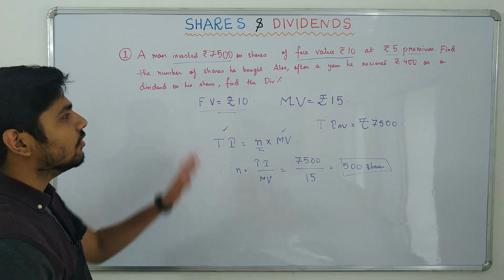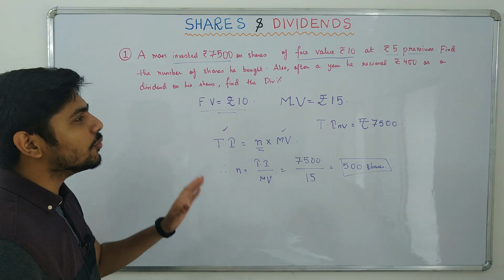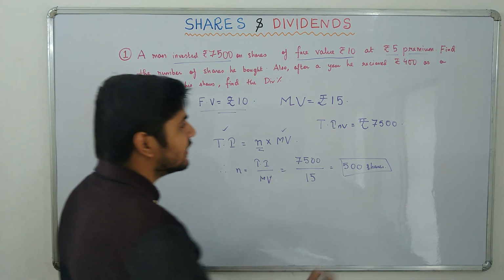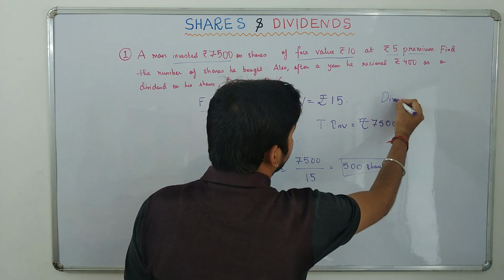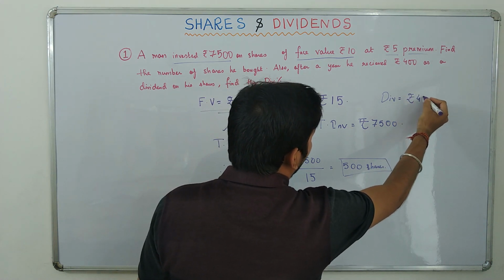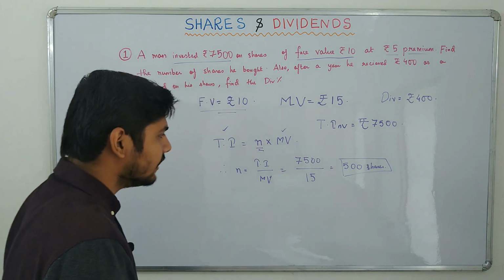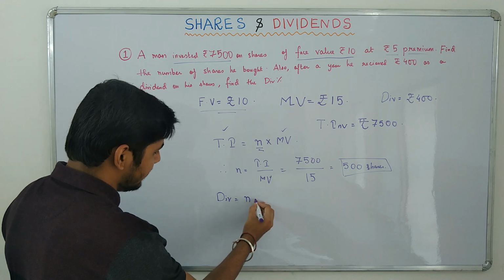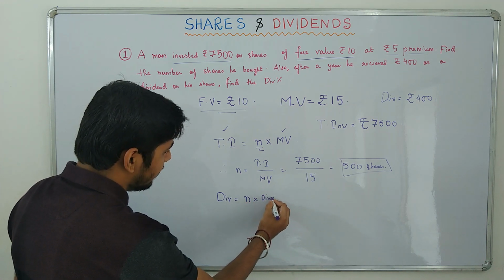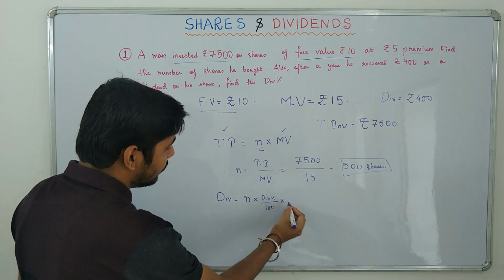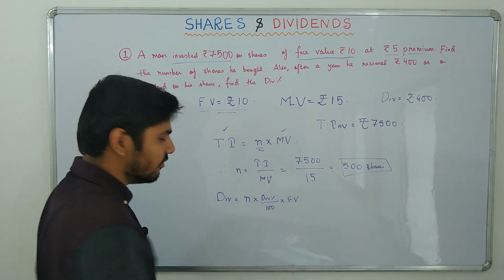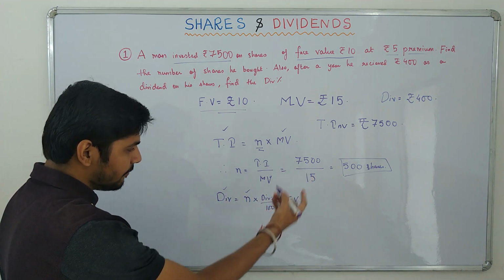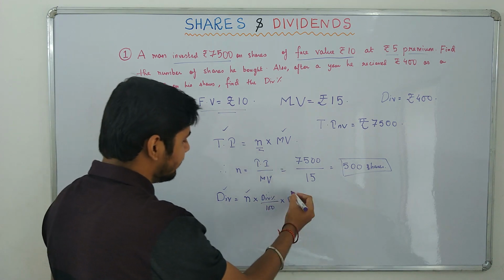Now second, we have also after a year he received rupees 400 as a dividend on his shares. You have to find the dividend percent. Let's write the dividend. We have the dividend is equal to rupees 400. Okay, now we know the formula of dividend. Dividend is equal to number of shares n into dividend percent divided by 100 into the nominal value or face value of the shares. So we know the value of dividend, we know the number of shares that we calculated, we have to calculate the dividend percent, and we know the face value.